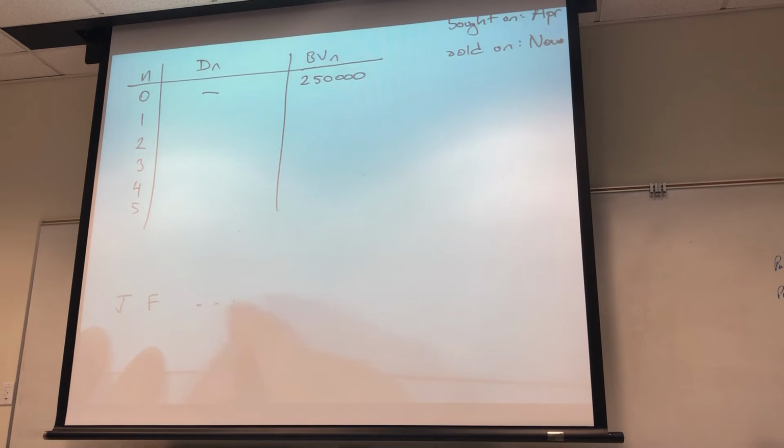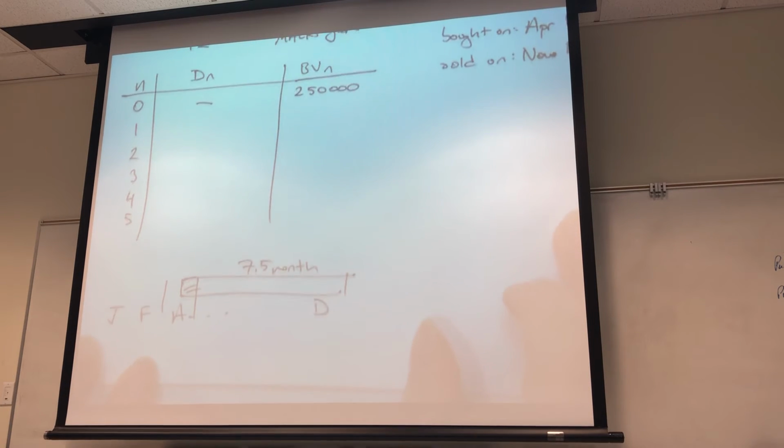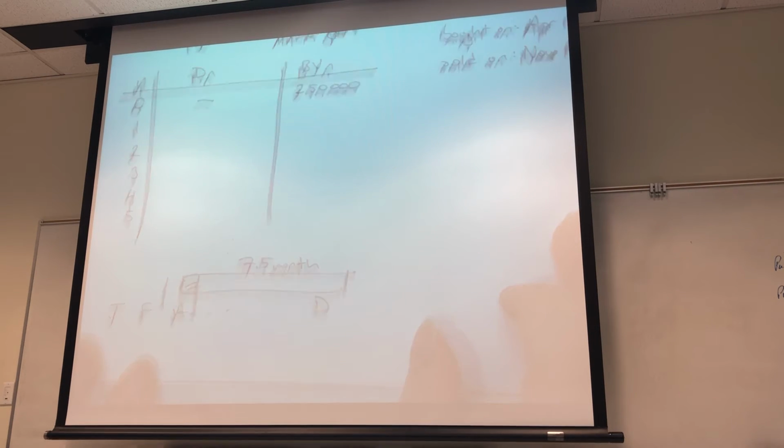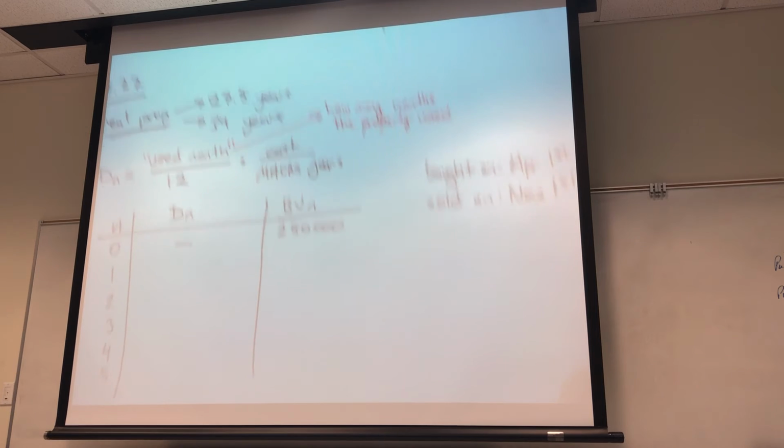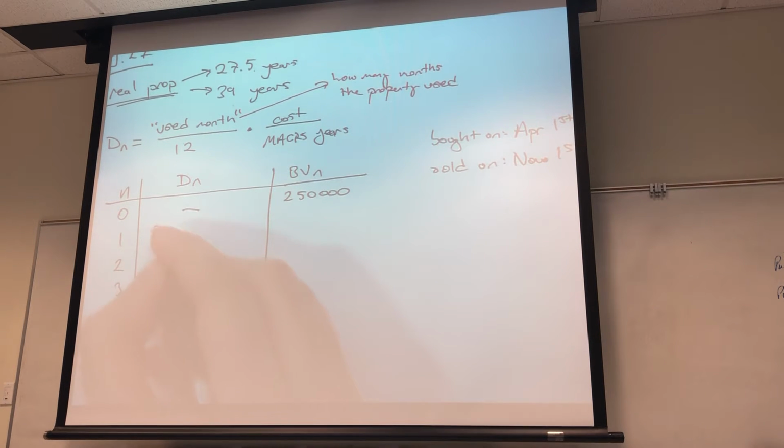7.5 divided by 12 times. What does it say? This says this is Macker's 27.5. So the cost is $250,000 divided by 27.5. So this will be equal to 250,000 divided by 27.5 times 7.5 divided by 12. It will be equal to what?